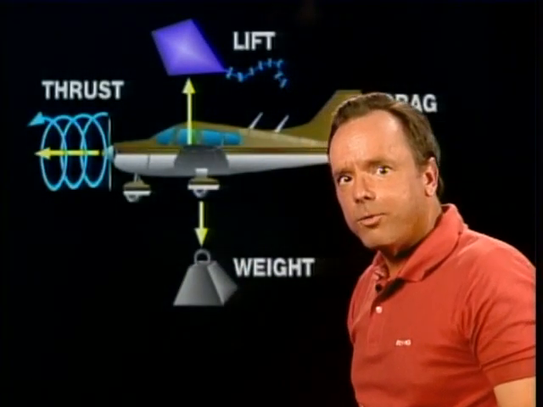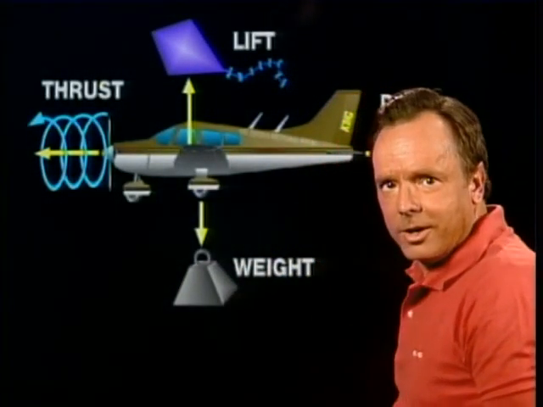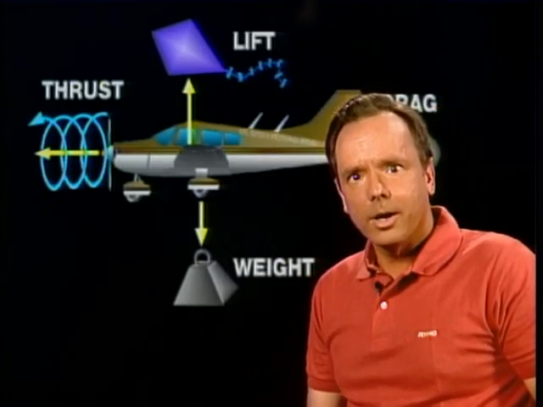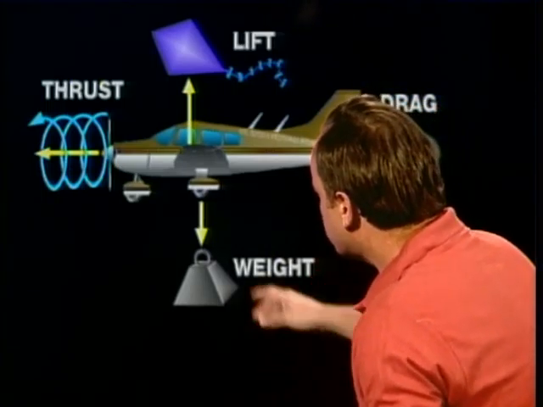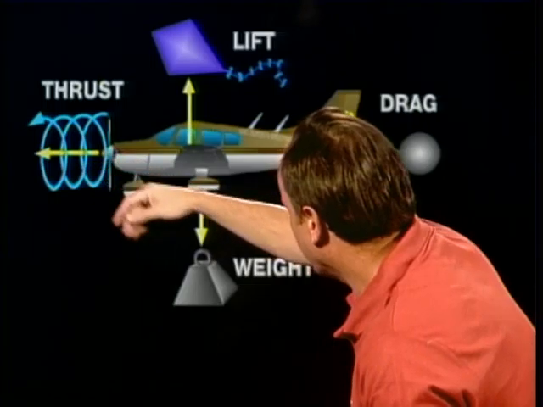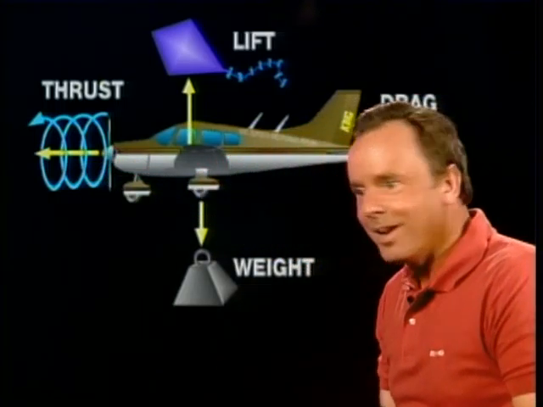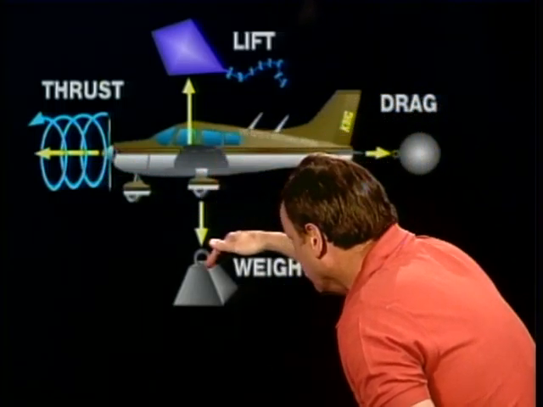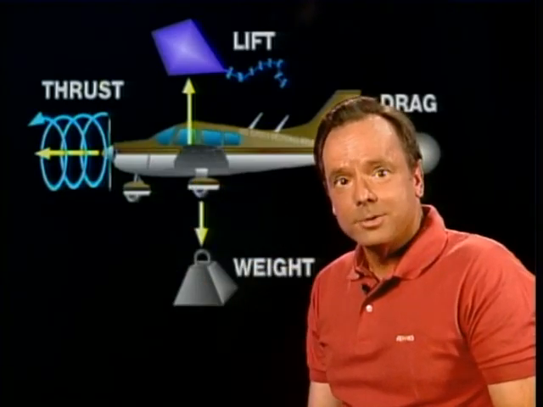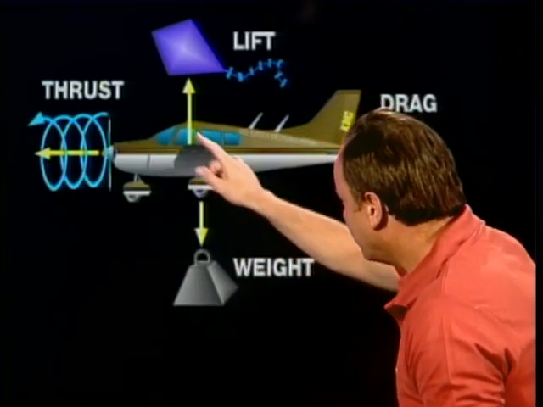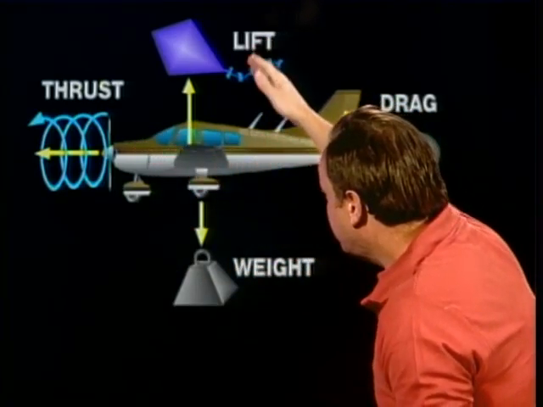First of all, there are four forces acting on an aircraft. The FAA calls these four aerodynamic forces, and those four forces are thrust, which makes the airplane go forward, and drag, which tends to slow it down, and weight, which wants to make it go down, and lift, which wants to make it go up. So the four forces acting on an aircraft are thrust, drag, lift, and weight.